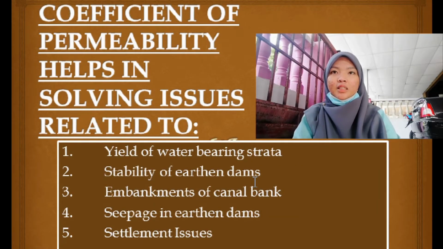The coefficient of permeability helps in solving issues related to the yield of water-bearing strata. Second one is stability of earth and dams. Third one is embankment of canal bank. Fourth one is seepage in the earthen dams. And the last one is settlement issues.